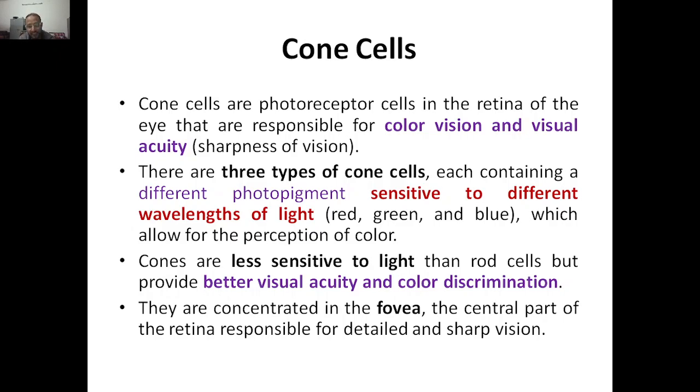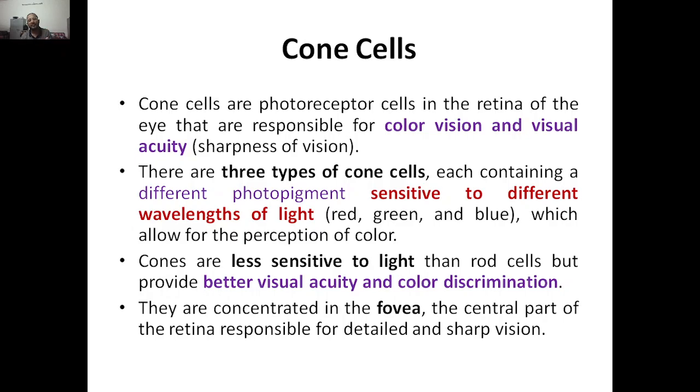There are 3 types of cone cells, each containing a different photopigment. Like the rhodopsin protein we mentioned, similarly here pigments will be there. So it has 3 types of cone cells with 3 different photopigments, all sensitive to different wavelengths. For example, we have red, green, blue.